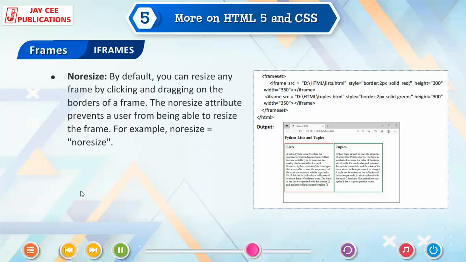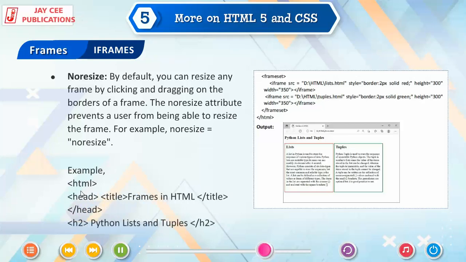Noresize. By default, you can resize any frame by clicking and dragging on the borders of a frame. The noresize attribute prevents a user from being able to resize the frame. For example, noresize is equal to noresize in double quotes. Example: open HTML tag, open head tag, open title tag, frames in HTML, close title tag, close head tag. Open H2 tag, Python lists and tuples, close H2 tag. Open frameset.